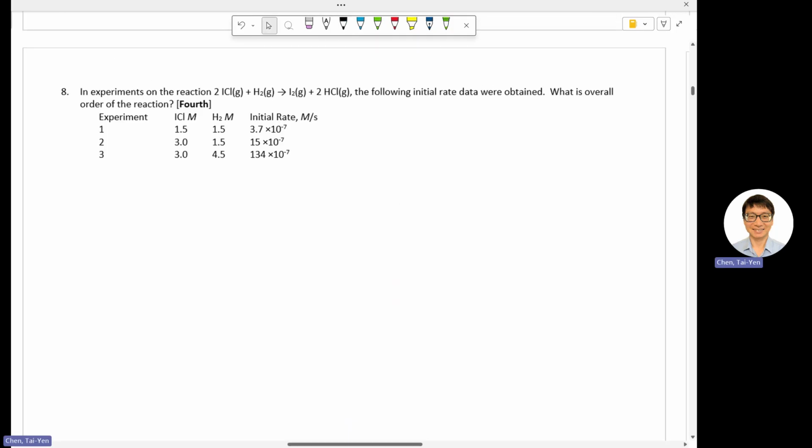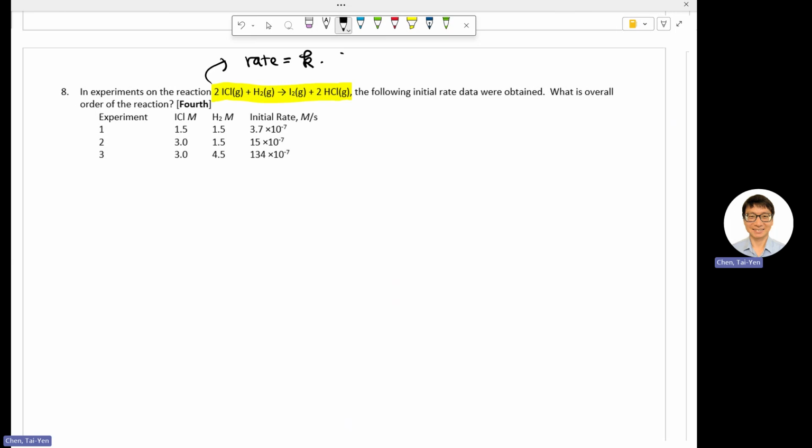The question says, in the experiment on the reaction 2ICl gas plus H2 gas gives I2 gas plus 2HCl gas, you have a table telling you how the reaction rate will change with different initial reactant concentrations. Every time you see these sorts of questions, you want to know who your reactants are. That's always the first thing you want to see from this equation, because you know your rate law will have a form like this.